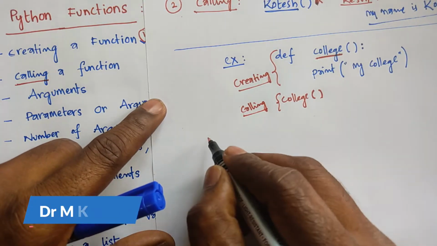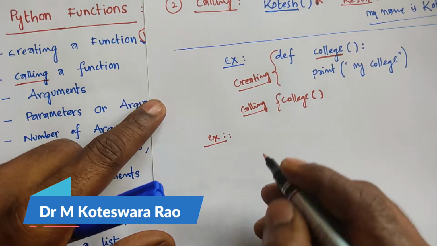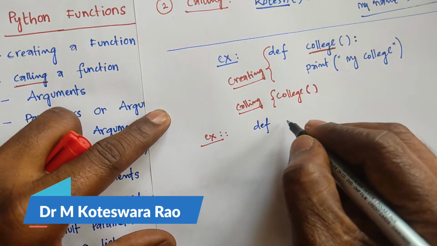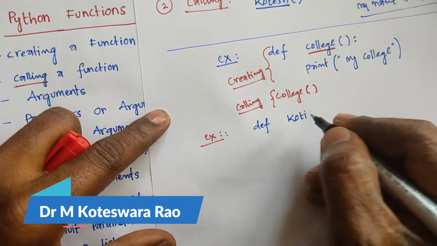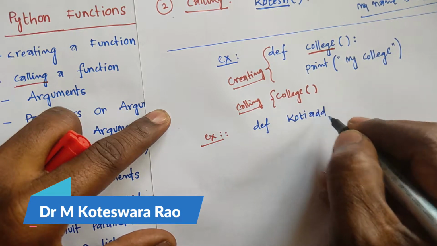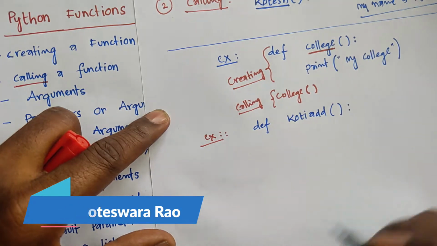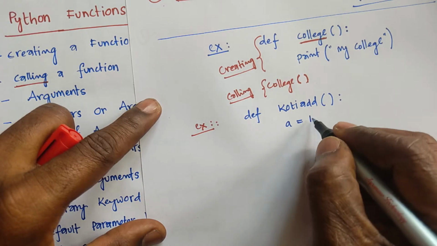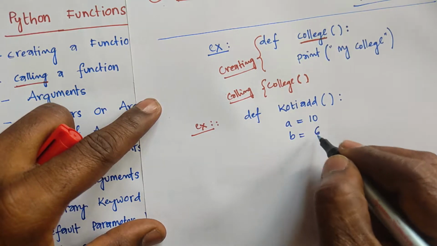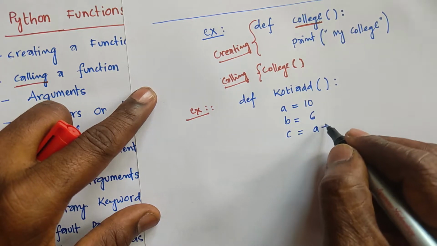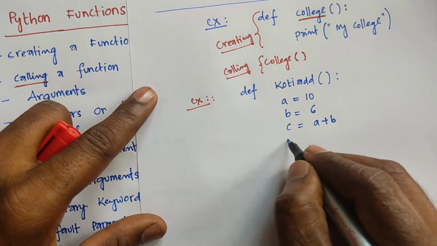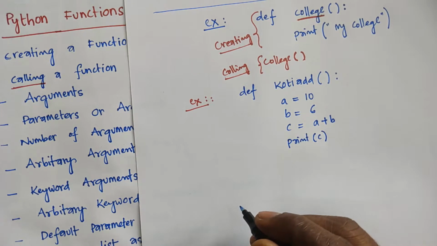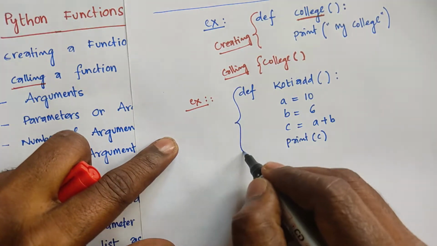One more example: def addition, add, with a colon. Then here a is equal to 10, b is equal to 6, c is equal to a plus b. Then I am writing print of c. So this is actually creating a function.